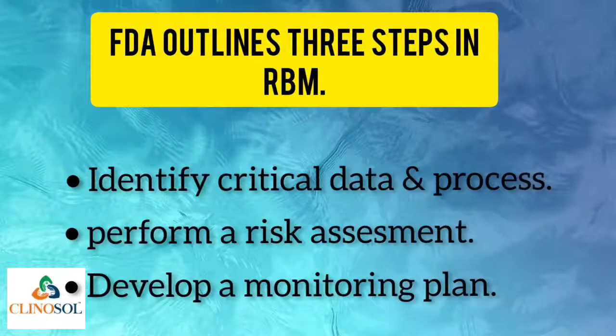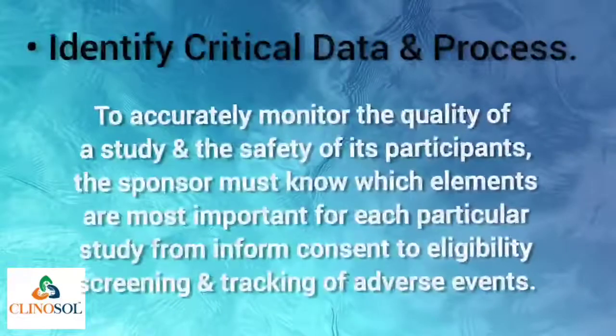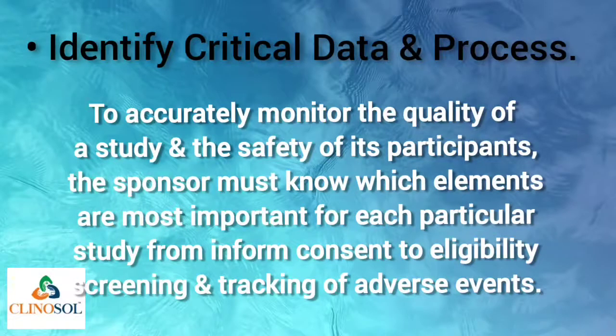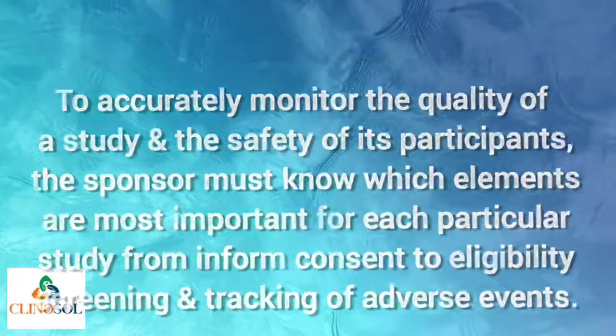The Food and Drug Administration outlines three steps in risk-based monitoring: identify critical data and process, perform a risk assessment, and develop a monitoring plan. First one, identify critical data and process. To accurately monitor the quality of a study and the safety of its participants, the sponsor must know which elements are most important for each particular study, from informed consent to eligibility screening and tracking of adverse events.